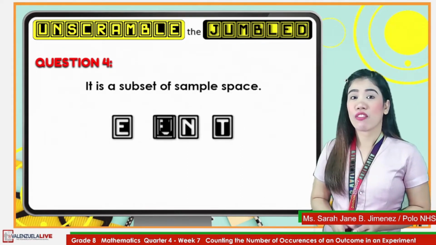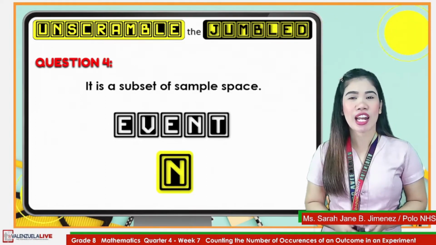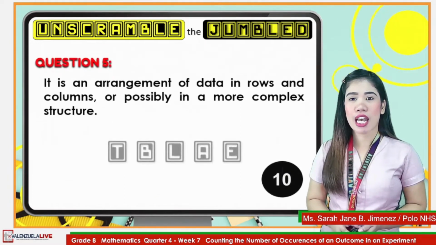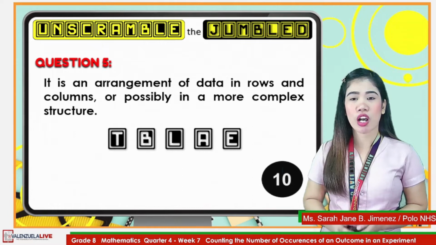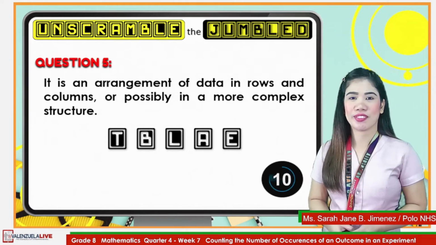If you answered event, that is correct. That means we have now N as the fourth letter. Next is question number 5. It is an arrangement of data in rows and columns or possibly in a more complex structure. 10 seconds to key in your answer. Go!